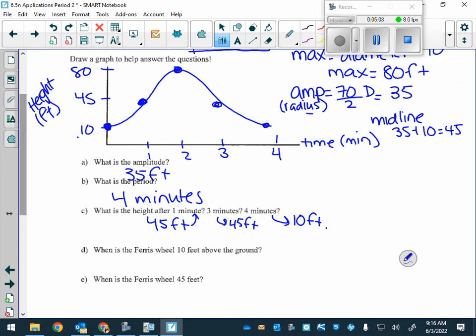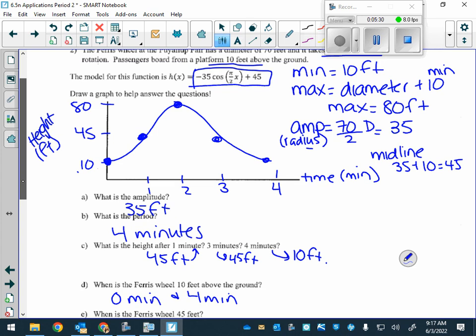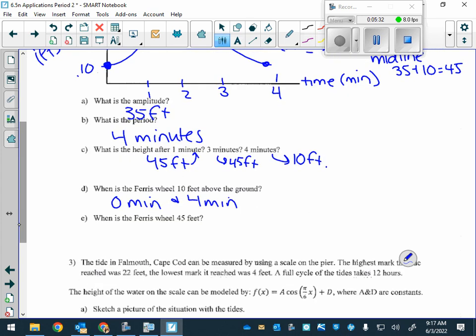Okay. When is the Ferris wheel 10 feet above the ground? Go ahead, James. Careful. Check again. Excellent. Good. 0 minutes, even 4 minutes, which confirms start to finish. Okay. When is the Ferris wheel 45 feet? Jason? 1 minute and 3 minutes.